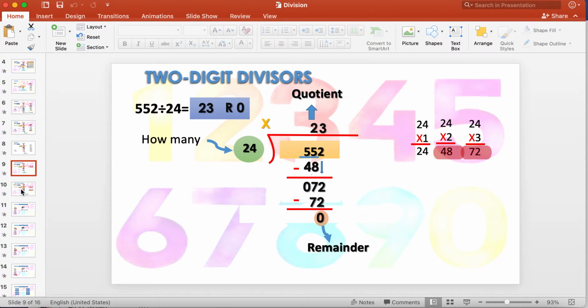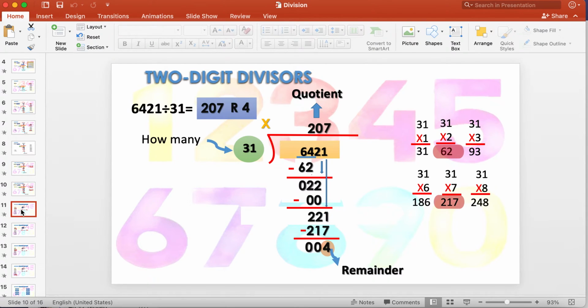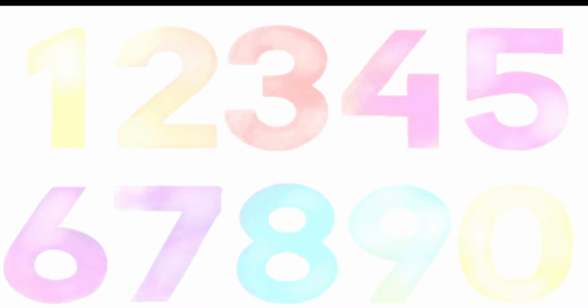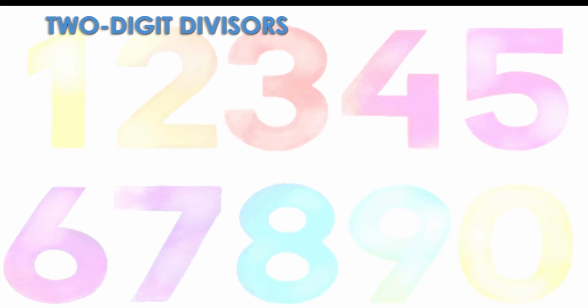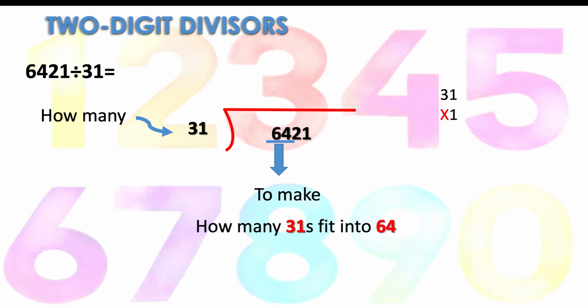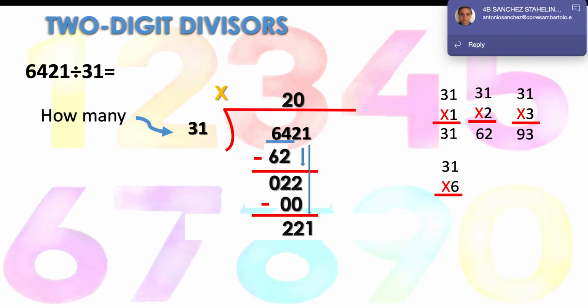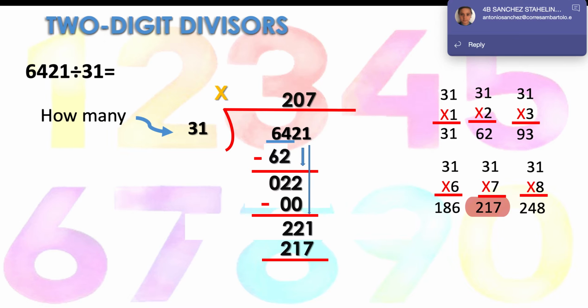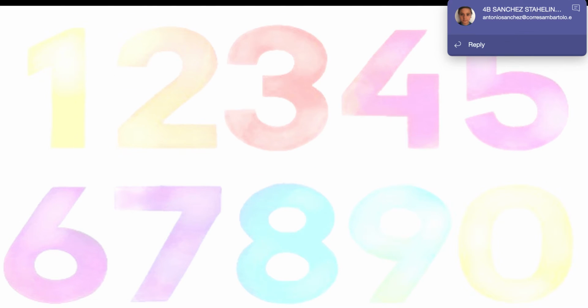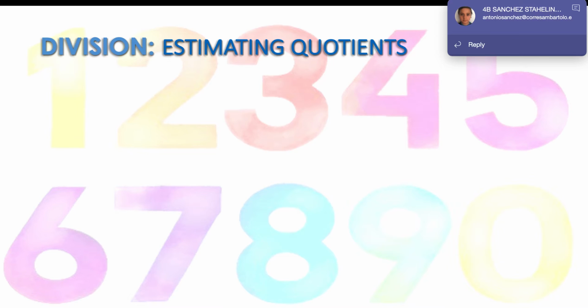Okay, so we learned how to do it with two-digit divisors. We did many examples. And I told you that today we were going to see another topic that we also saw in multiplication. We saw this example last class. So the new topic that we're going to see is estimating quotients.